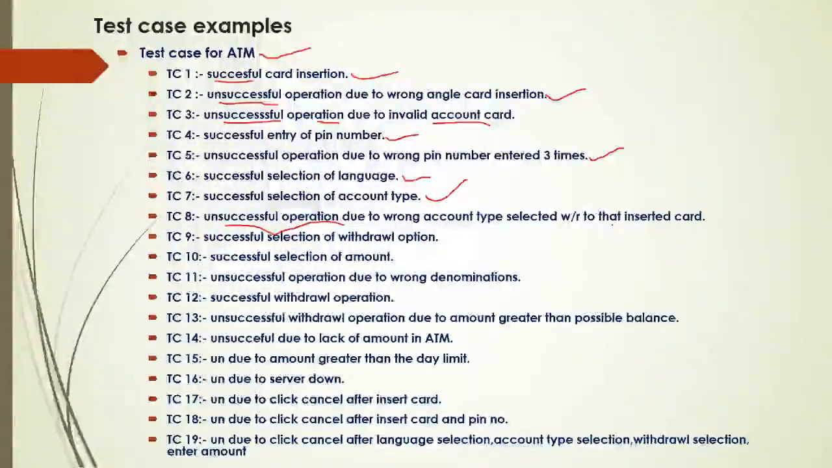If we select the wrong account type, and we don't have that account type in our bank, then again your transaction is going to fail. Successful selection of withdrawal option. Next, successful selection of amount. Yes, in that software, we need to select the appropriate options. If you want to withdraw the amount, you need to select withdraw.